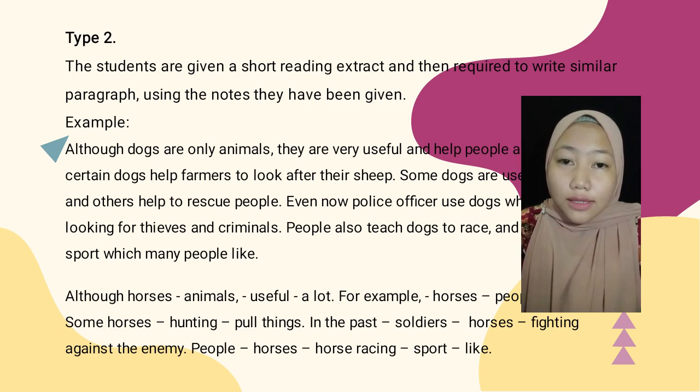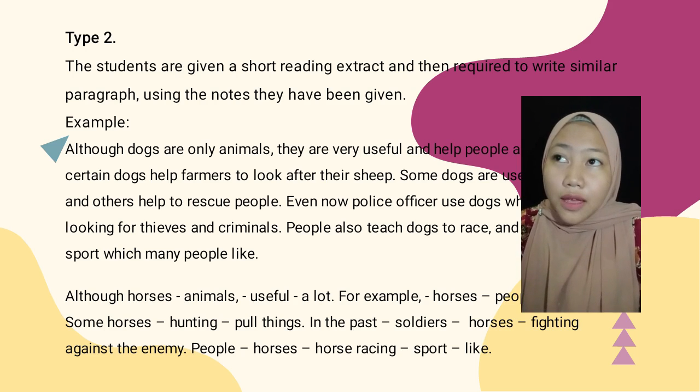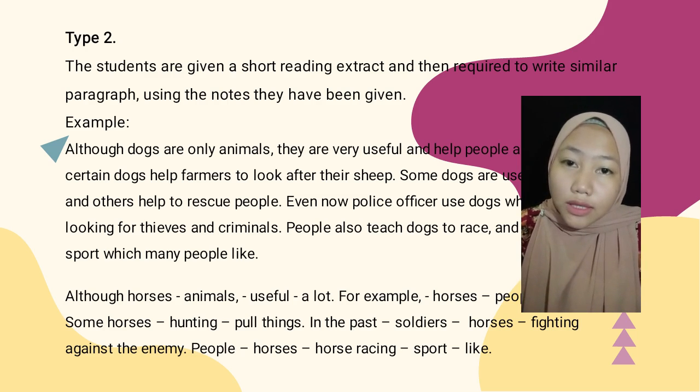So, the second type of the writing skills is that the student will be given a short reading extract. Then they have to write a similar paragraph using the notes that have been given, and then you can see the example on the slide.